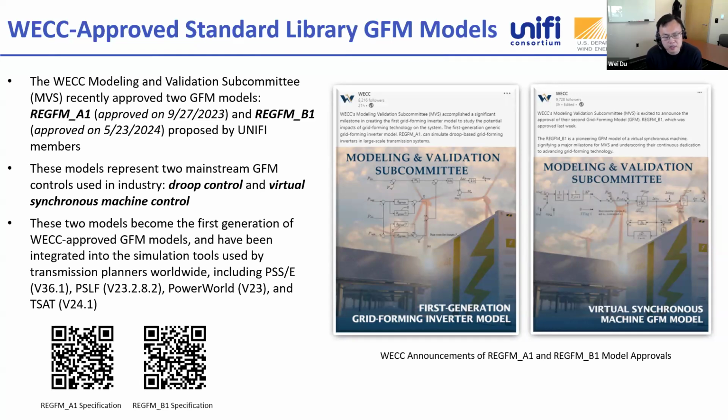Some people ask me which version they can find these models in, so you can see that you can find those models in these versions. So this is just the announcement of this accomplishment.